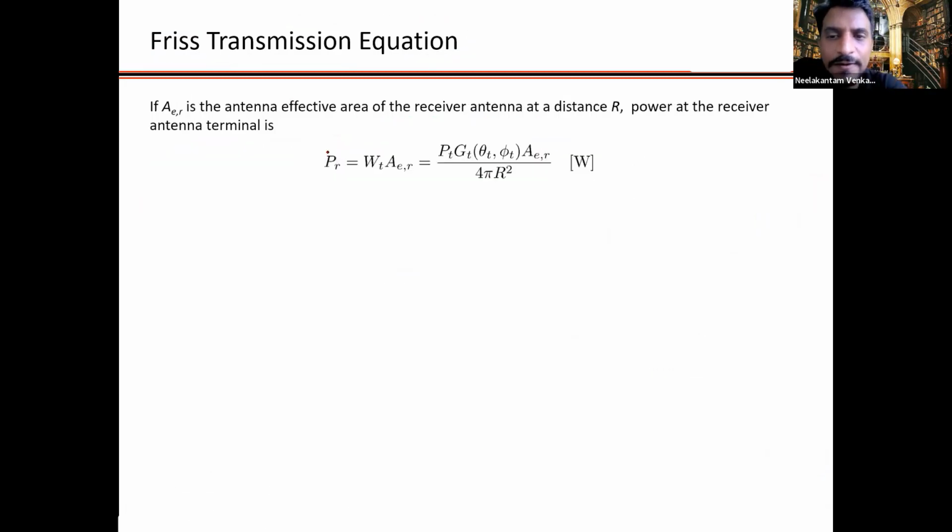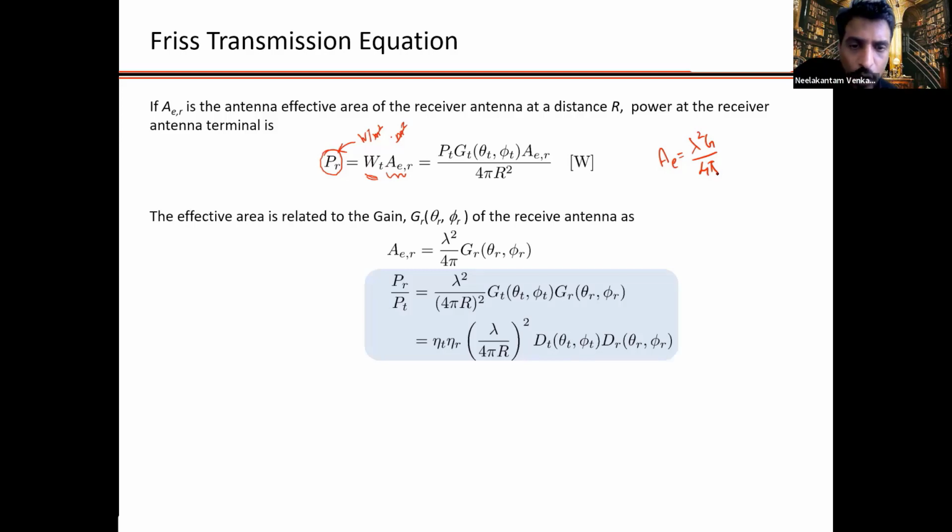then the terminal power at the receiver that I would be able to receive is going to be the power density that it sees times the effective area that we just saw. This is in watts per meter square, and this is in meter square. So totally, I would get the power received in watts. And remember, AE is lambda square G over 4 pi. So if we substitute that, what is the received power for a given transmitted power?